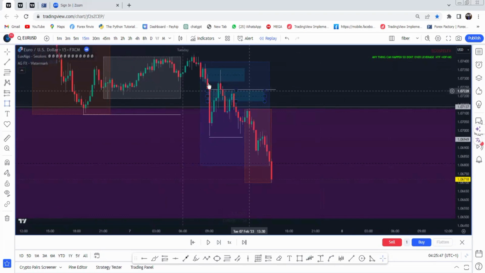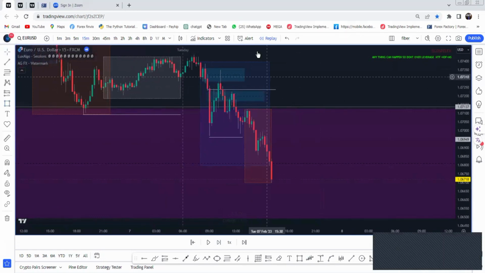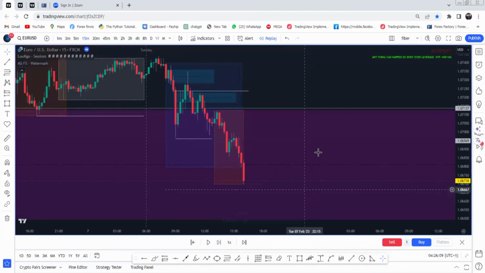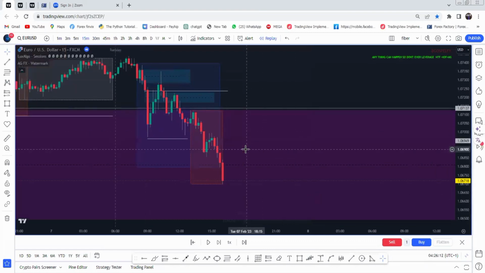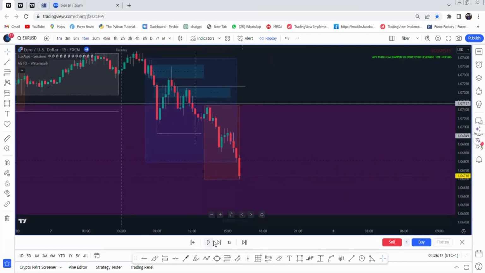If we could have sold from here, we'd be in a trade, but it wasn't high probability. So we're just trying to enter the trades based on our time frames aligning with each other. So let's see. We're trying to go lower.